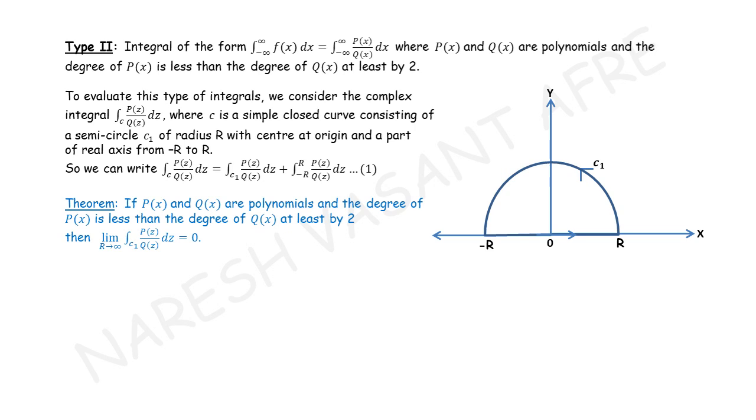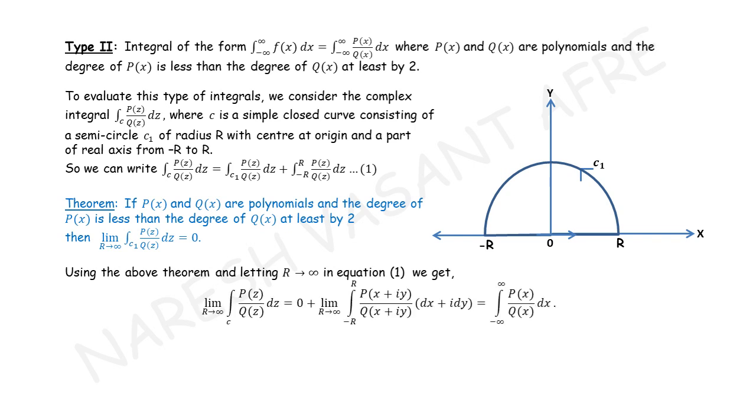So now letting R tends to infinity in equation number 1, we will get limit R tends to infinity integral p(z) by q(z) dz over C, which is equal to 0 by the theorem, plus limit R tends to infinity integral from minus R to R of p(x plus iy) divided by q(x plus iy) times (dx plus i dy). I am replacing z by x plus iy. Now in this integral from minus R to R we are moving along the real axis, and along the real axis y is 0, so dy will also be 0. So we will finally get integral p(x) by q(x) from minus infinity to infinity dx.